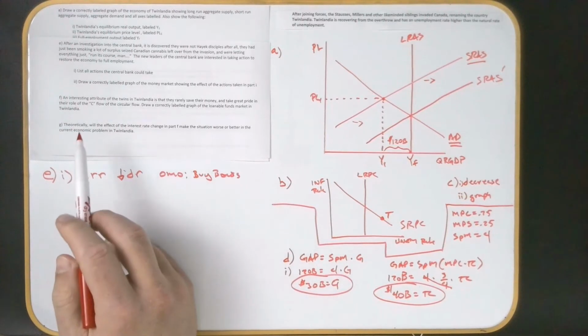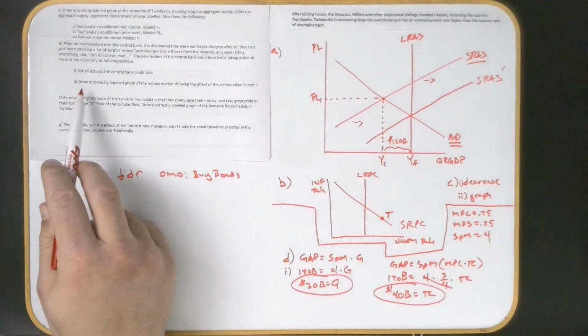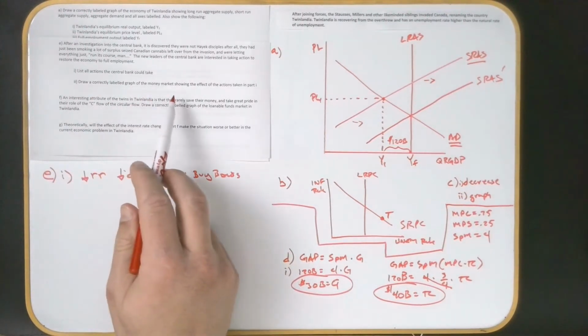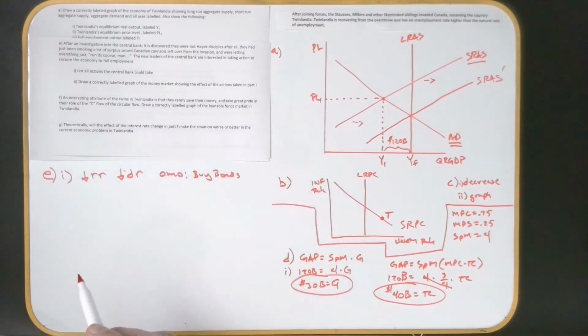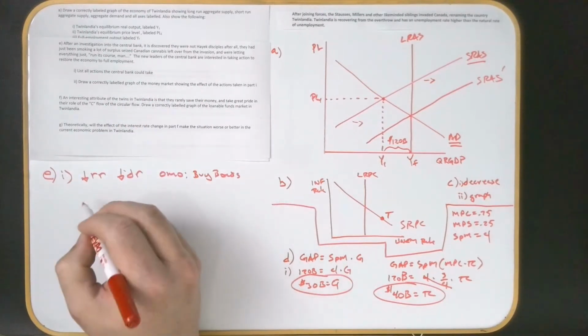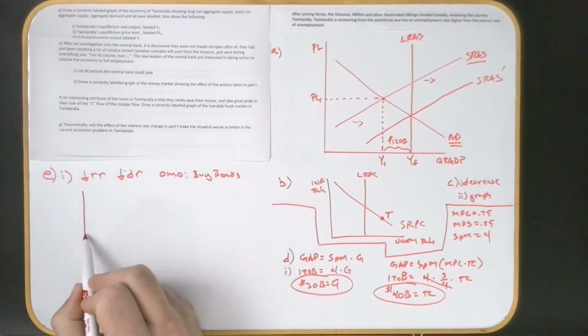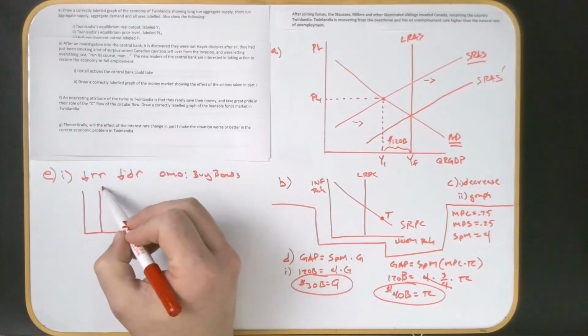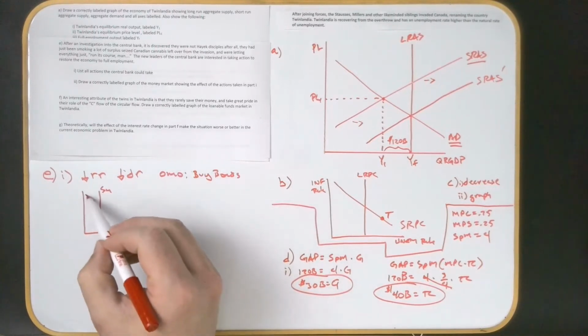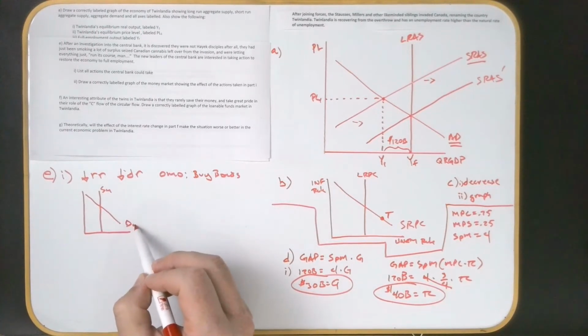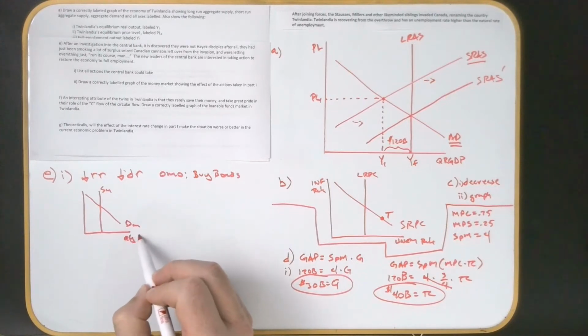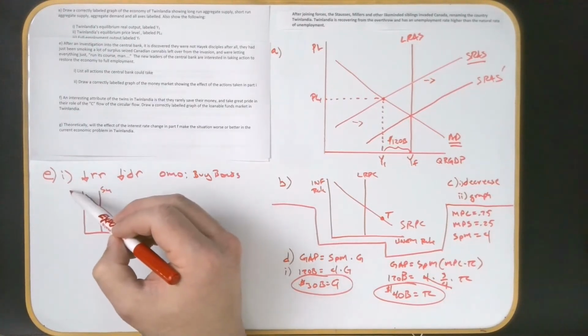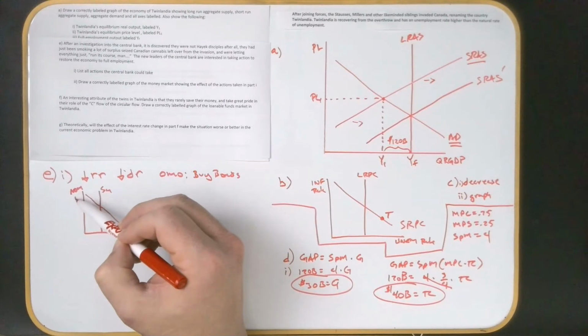Okay? Then, for part 2, it says, draw a correctly labeled graph of the money market showing the effect of the actions taken in part 1. All of these things on the money market, I'm going to make this kind of small so I don't run out of room. There is our supply of money. There is the demand for money. Here is our quantity of money, and here is our nominal interest rates.